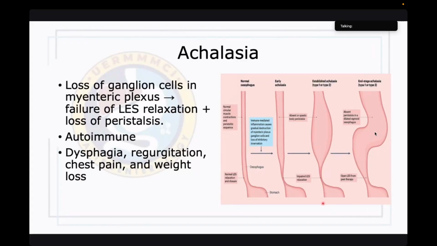But then with further loss of myenteric plexus, there will be more impairment of the LES relaxation and abnormal esophageal emptying, and this will cause symptoms such as dysphagia, regurgitation, and chest pain. This is the time that you will try to manage with balloon dilatation, which I will show you later, and this will usually open up the LES but maybe temporarily.